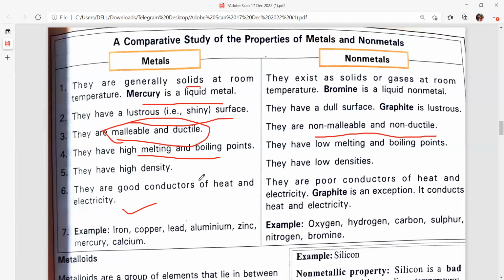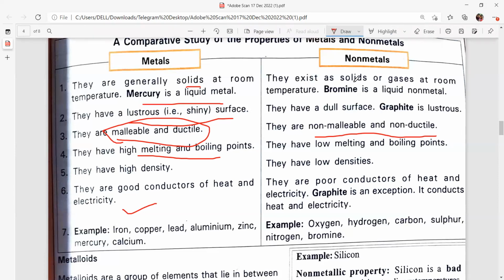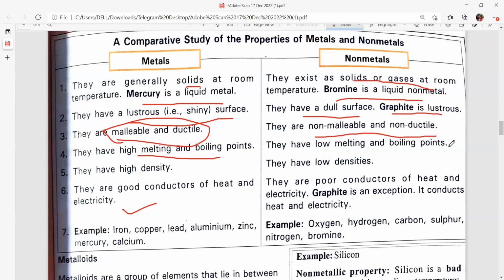Iron, copper, lead, aluminum, zinc, mercury, calcium are some examples of metals. Non-metals normally exist as solids and gases at room temperature, and the liquid non-metal is bromine. They are not lustrous. They have a dull surface. The exception is graphite. Graphite is lustrous in nature. Melting point and boiling point are low. Density is also low. And they are poor conductors of heat and electricity.